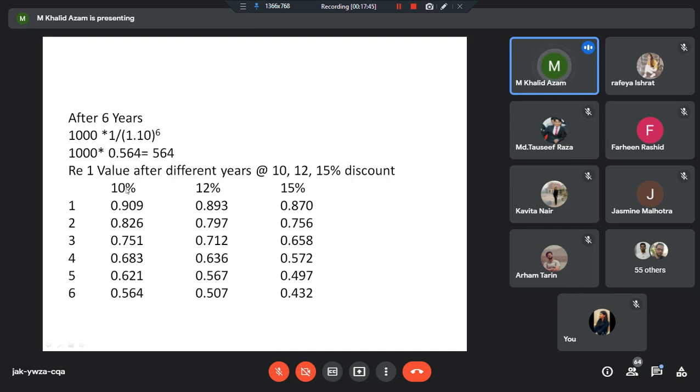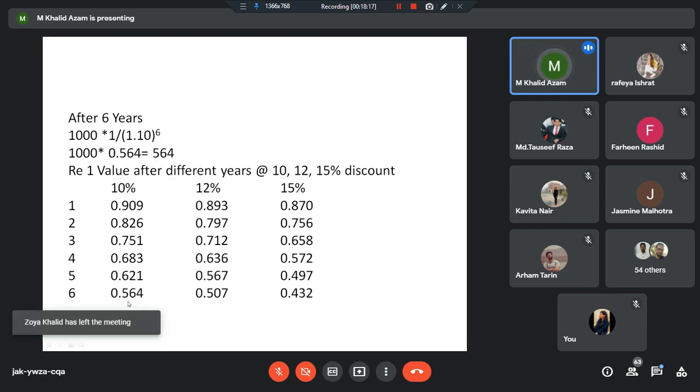Rate is same, but you are receiving this amount after 1 year. So it is not going to remain this 0.909. It is reducing further, which you have already seen, 0.826. Third year it is 0.751. The fourth year further reduced, 0.683. As the period is increasing, the value of 1 rupee is decreasing at the same rate.